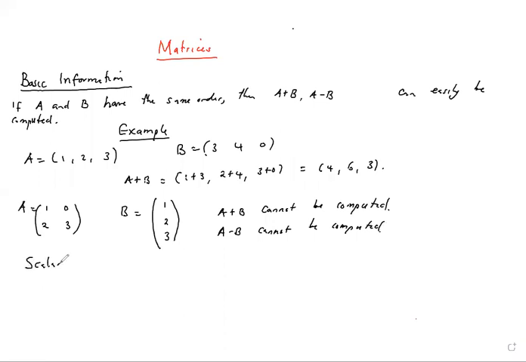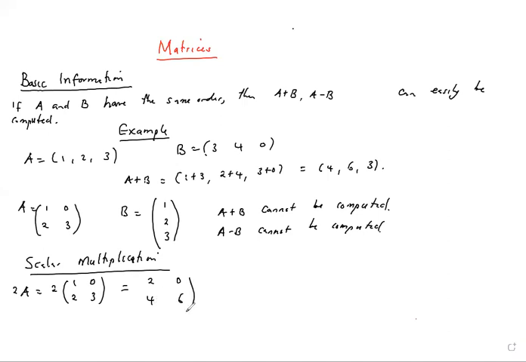Scalar multiplication. You have a matrix A multiplied by a number 2. Then you say 2 times 1, 0, 2, 3 is equal to 2, 0, 4, 6. So you can just multiply each entry by that scalar. That's also an easy task. Now we look at matrix multiplication.